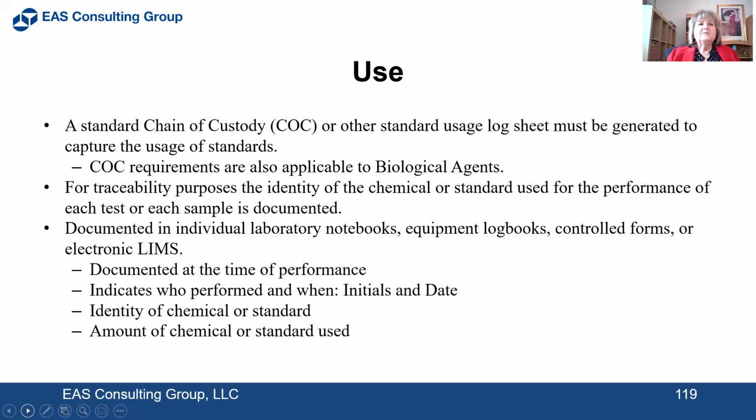For traceability purposes, the identity of the chemical or standard used for the performance of each test or each sample is documented. It's documented in an individual laboratory notebook or an equipment logbook in controlled forms or in electronic LIMS. It must be, again, documented at the time of performance. It must indicate who performed it and when, with the use of initials and date. It must identify the chemical or standard and the amount of chemical or standard that is used.